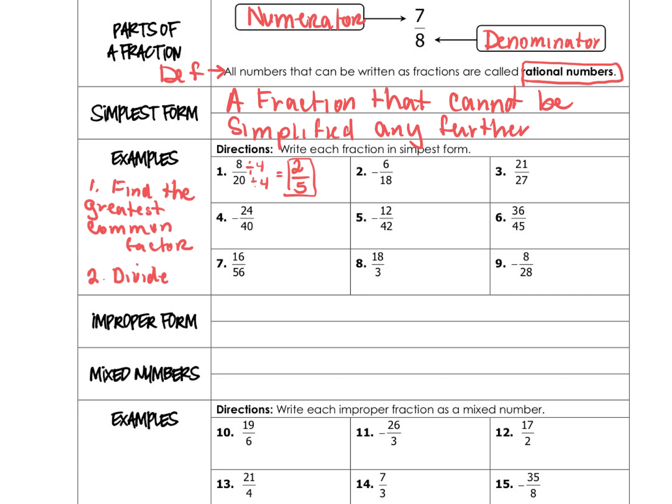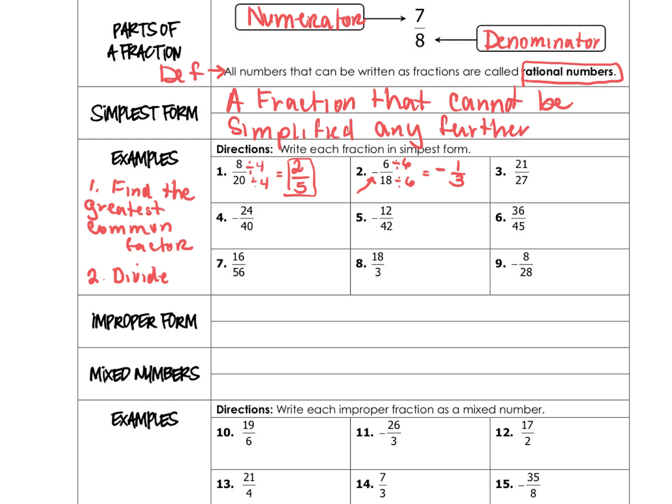Now let's look at number 2. Number 2, the greatest number that goes into both 6 and 18 is 6. And when we simplify that, we get negative 1/3. Do not forget the negative sign here. Okay? Now, we're going to leave the rest of those for you.